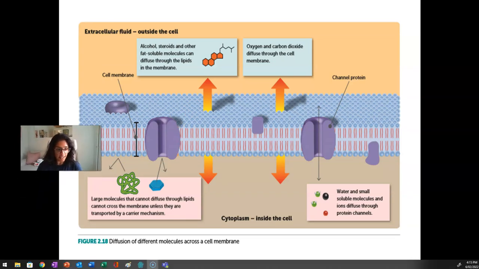So if we summarize that using this diagram from your textbook, we can see that from the phospholipid bilayer, there are some molecules such as water and smaller molecules and ions that will pass through a protein channel, so they need a bit of help there. Large molecules just can't pass through at all, hence why the membrane is selectively permeable. But other things, smaller things like gases like oxygen and carbon dioxide, they can diffuse easily through that membrane, while alcohol, steroids and other lipid or fat soluble molecules can easily pass through.